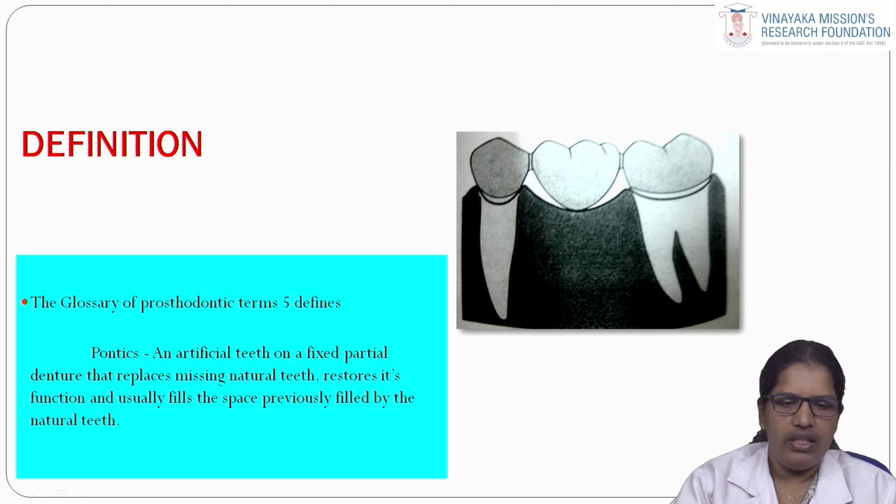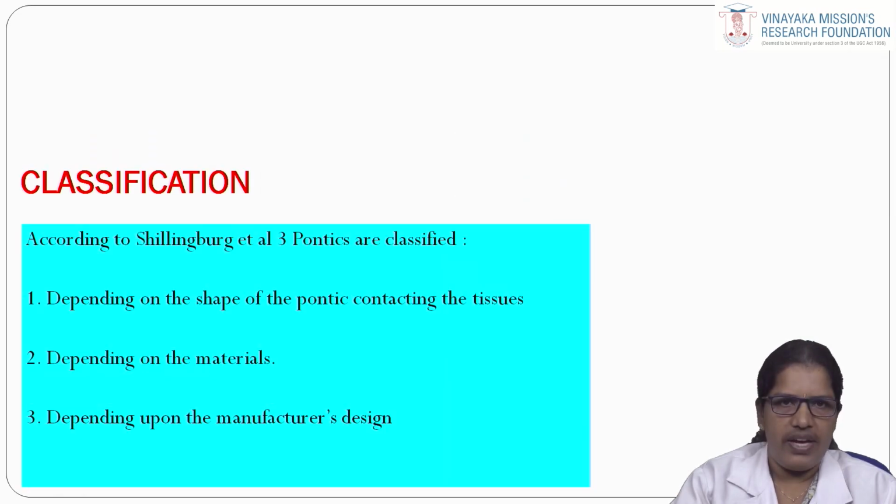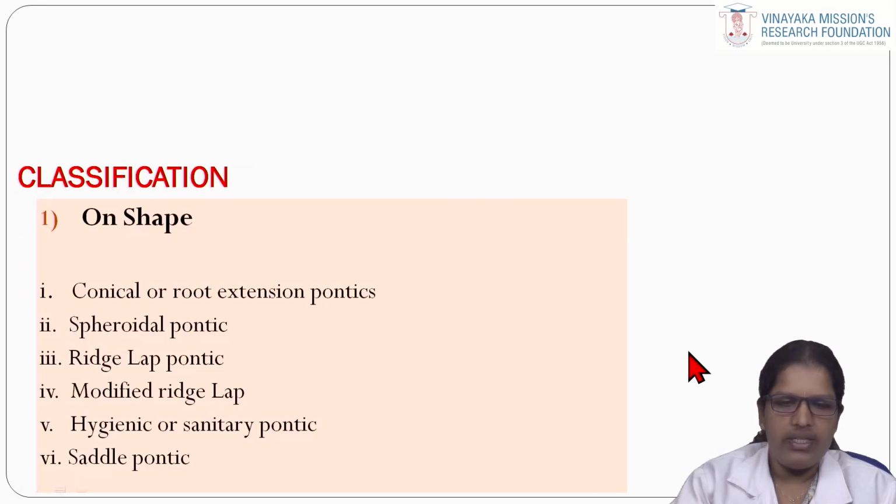Coming to the definition, based on the glossary of prosthodontic terms, the Pontic is an artificial tooth on a fixed partial denture that replaces a missing natural tooth, restores its function and usually fills the space previously filled by the natural tooth. Coming to the classification, there are various types of Pontic design, depending on the shape of the Pontic contacting the tissue, depending on the materials and depending on the manufacturer's design. Based on the shape, there are different types of Pontic design: conical or root extension Pontics, spheroidal Pontic, ridge lap Pontic, modified ridge lap, hygienic or sanitary Pontic and saddle Pontic.